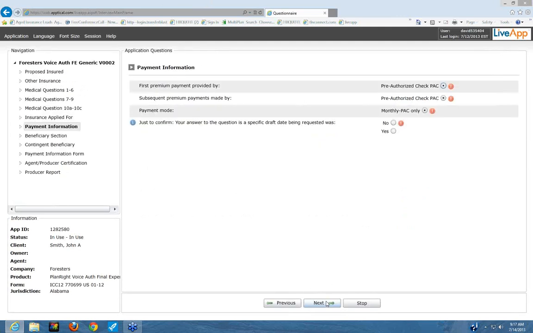Go on to the next payment. This is obviously pre-filled. And just to confirm, your answer to the question, a specific date being requested, was... So remember, the client wanted it to happen in August. So what I say here is, okay, Mr. Jones, just again, make sure you understand that nothing is going to take place till August the 10th. The first payment and coverage will not take effect until August the 10th.